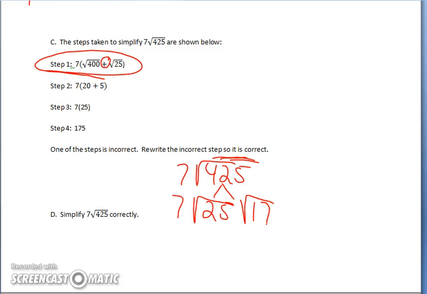Next, we take the square root of 25, which is 5. So we have 7 times 5, and the square root of 17. 7 times 5 is 35 times the square root of 17.